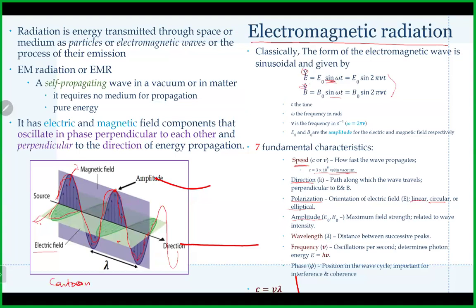Another key theme, so the first key one, that's the speed. And a big key theme is the wavelength. That's the distance between two amplitudes. And the frequency, that's how many cycles you get in a second. Now, the frequency, the wavelength, and the speed are related by that equation, c equals v lambda. Frequency is also related to the energy of the particle that we are going to look at in the next slide.